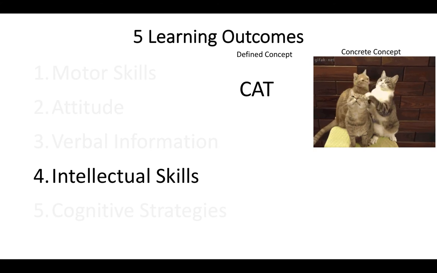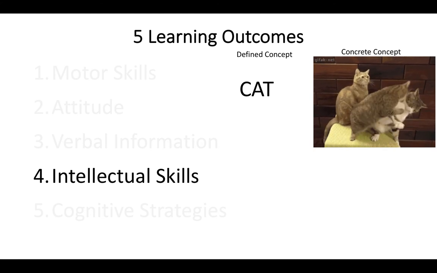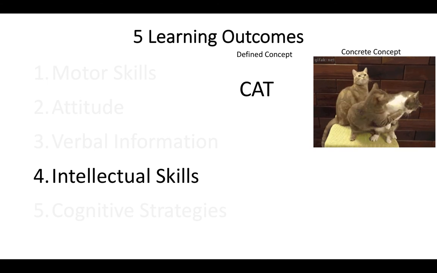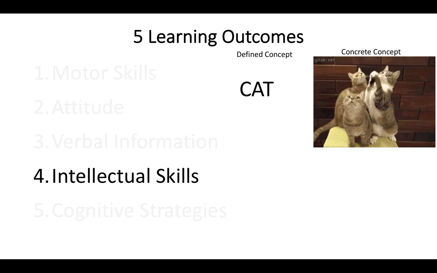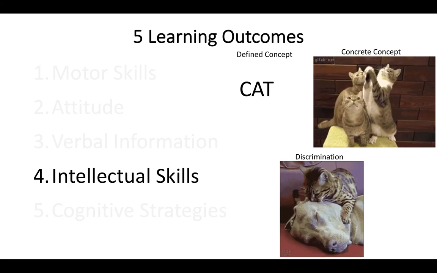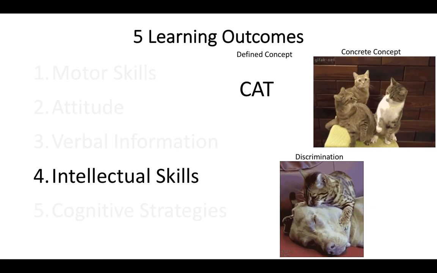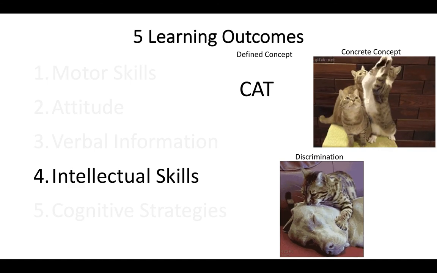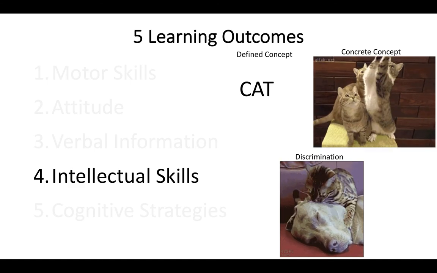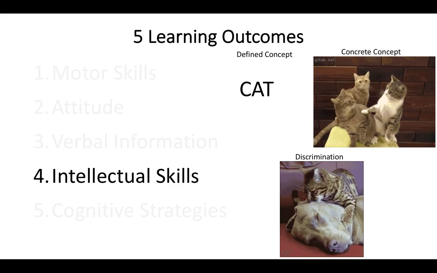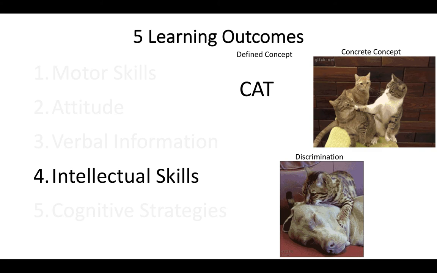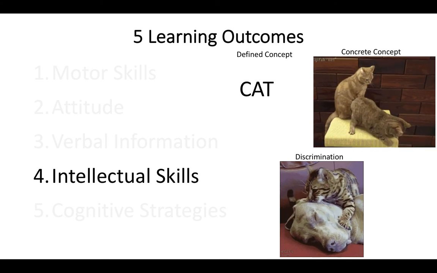A concrete concept is to give them an example. You have to provide an example of the concept that you're interested in, which here is cats. And then there's discrimination, which means you can tell the difference between a concept and a non-concept, and be able to state why this is a concept and why this is a non-concept. So, for example, be able to discriminate between a cat and a dog. So these are the kinds of skills that can come out.